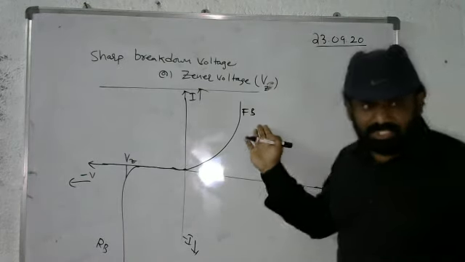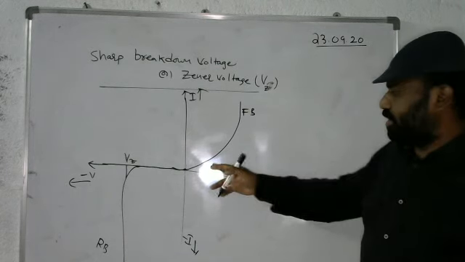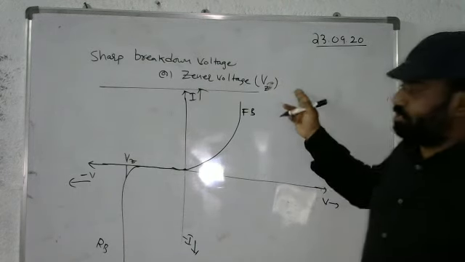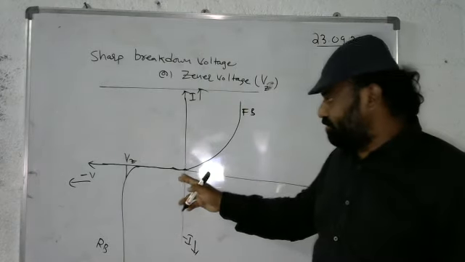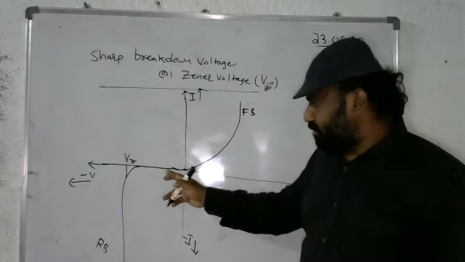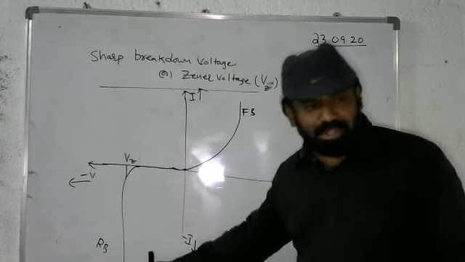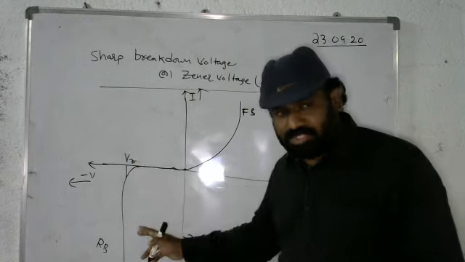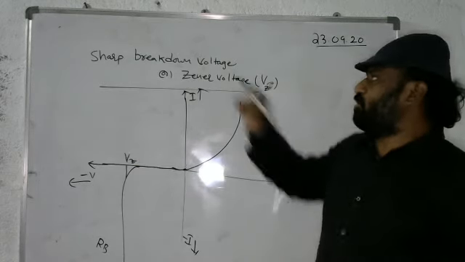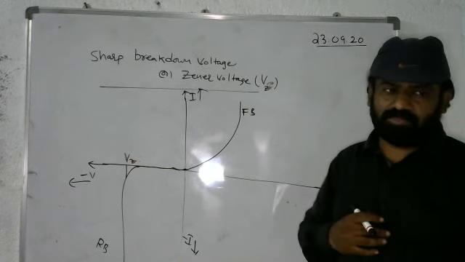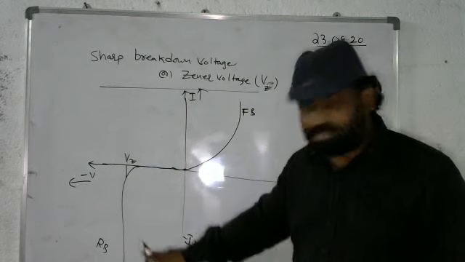In the forward bias region, with the increase of voltage, the current also increases. But it is not happening here in the case of reverse bias condition. What happens here? With the increase of voltage, the current stays 0, 0, 0, 0, 0, then it increases rapidly at a particular voltage. That voltage is said to be the Zener voltage. How can we define a Zener voltage or sharp breakdown voltage? At a particular voltage in reverse bias condition, the current increases rapidly.